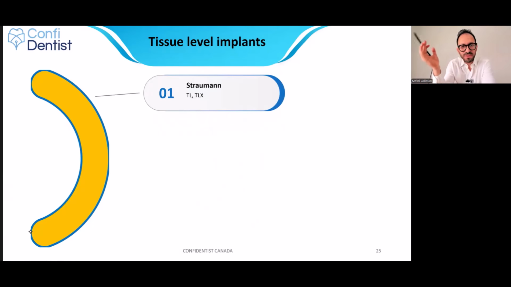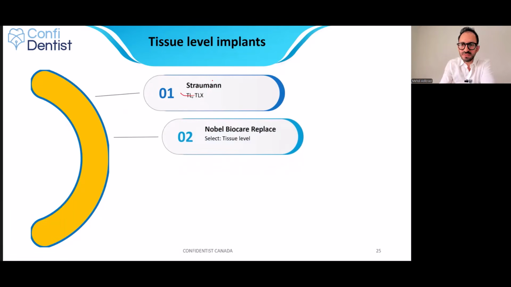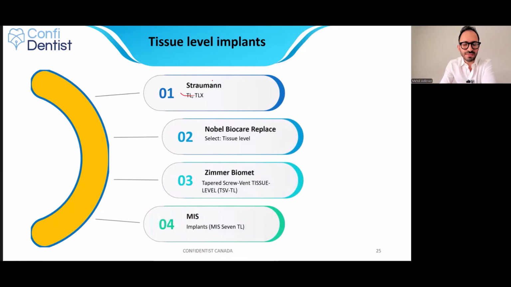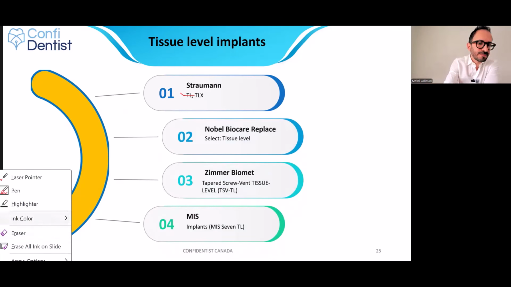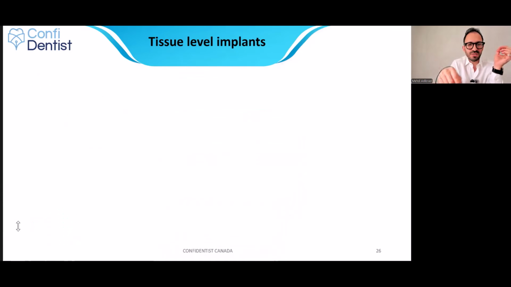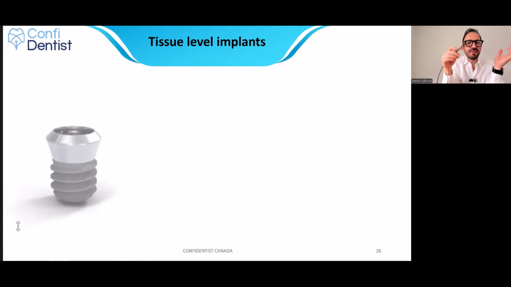The most popular tissue level implant in the market is Straumann. Tissue level, TL and TLX. TLX for immediate cases, or poor bone density, and TL for the regular cases. Nobel Biocare Replace has a tissue level. Zimmer Biomet, they do have their design, and MIS, Osstem, they all have their tissue level implants, but they followed almost very similar design, okay? Let's just see the most popular one, which is the Straumann.